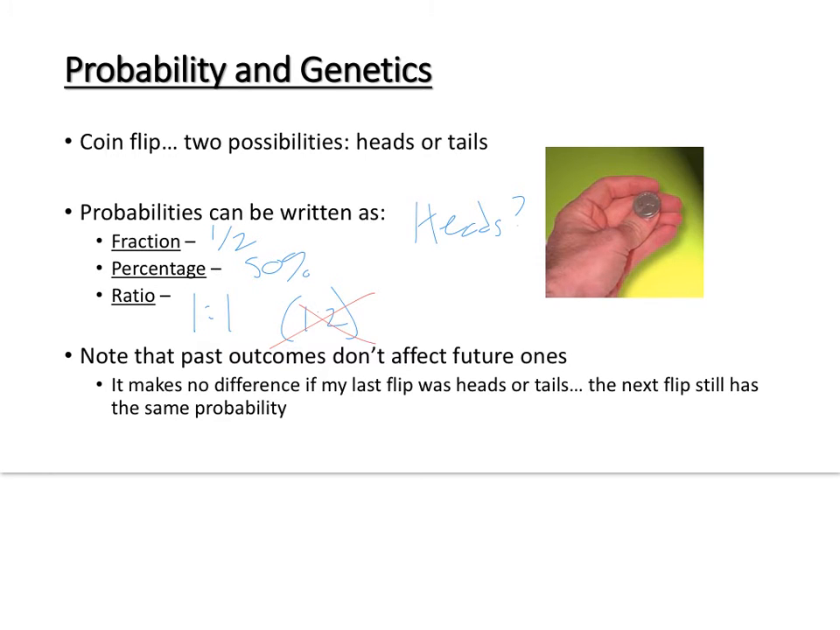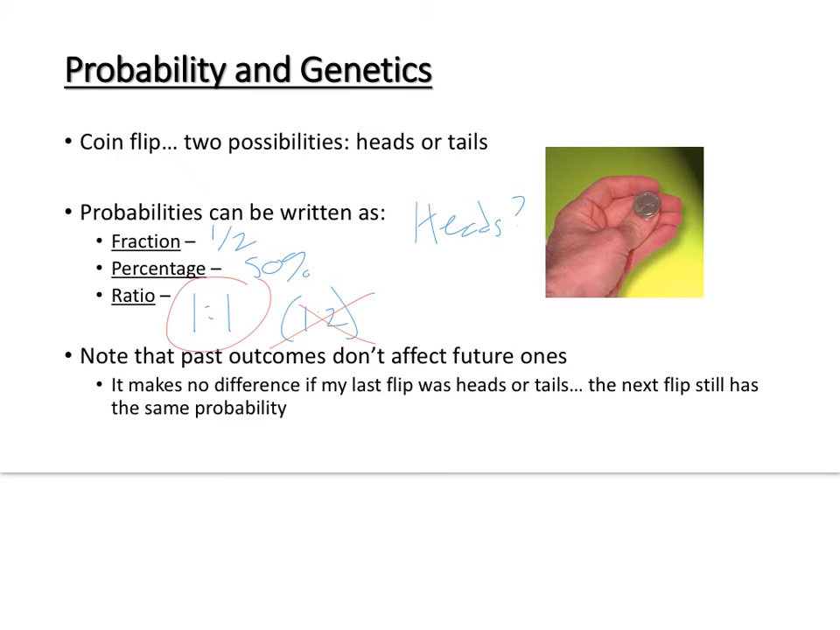When you look at a ratio, the sum of your numbers, 1 plus 1, should be the total possible outcomes. With a coin flip, there are 2 possible outcomes, heads or tails, so the numbers in our ratio should add up to 2. And so we say that it's a 1 to 1 ratio. Honestly, in my class, you can use any of these that you're comfortable with. If you're comfortable with ratios, great, you can use them. If not, err on the side of caution and use percentages or fractions.